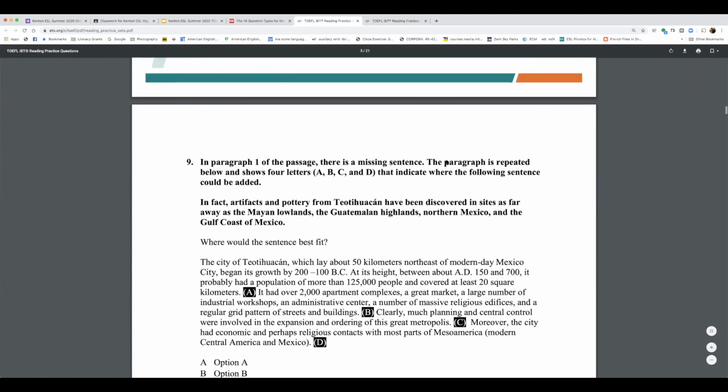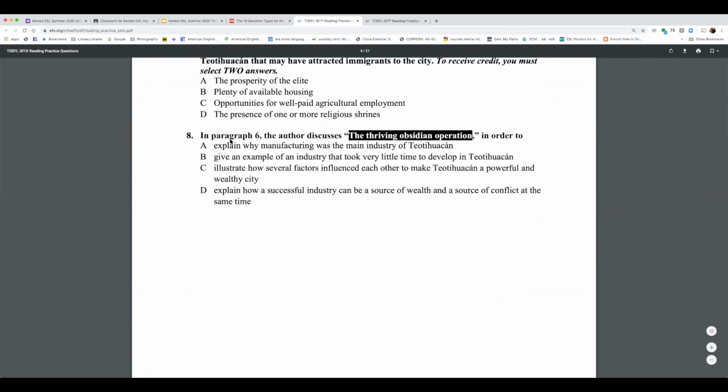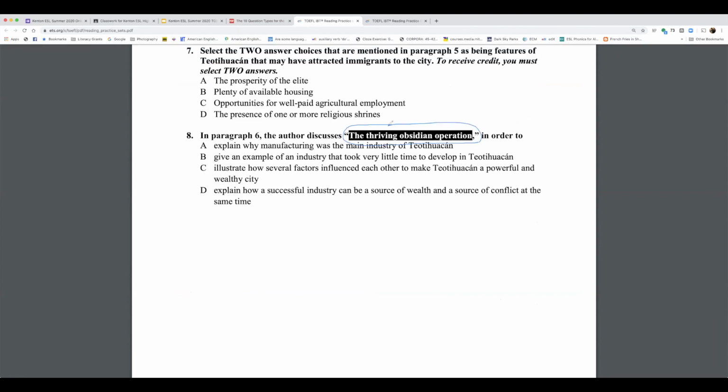to look, okay? So as I look at each question, for example, question 8 says, in paragraph 6, so I should go to paragraph 6, and I should find this sentence, the thriving obsidian operation. So in this case, I go to that sentence in the text, and then I try to find the answer to this question. And by the way, notice it says the author discusses. So that's, again, thinking about why does the author mention this word, or this expression, okay?